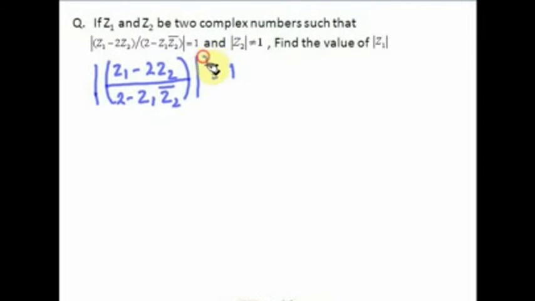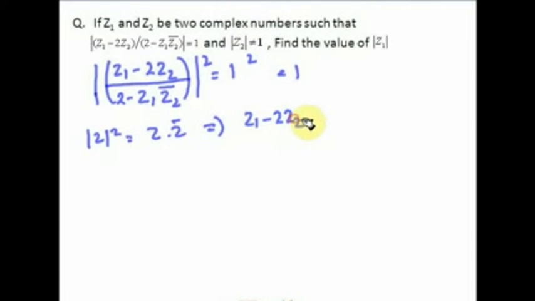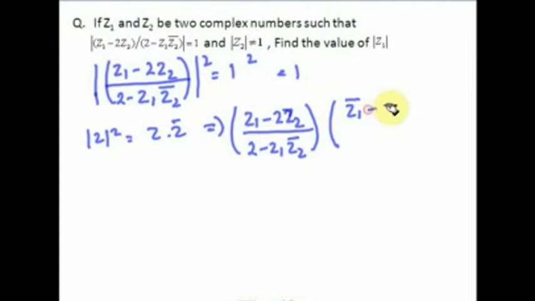If we square both the sides, we'll get modulus of z square is equal to 1. Modulus of z square can be written as z dot z bar. So in the same way we can write this as z1 minus 2 z2 upon 2 minus z1 z2 bar into z bar. z bar will be equal to z1 bar minus 2 times z2 bar upon 2 minus z1 z2 bar, whole bar, which will be z1 bar, z2 bar, one more bar, that will be equal to z2, that is equal to 1.